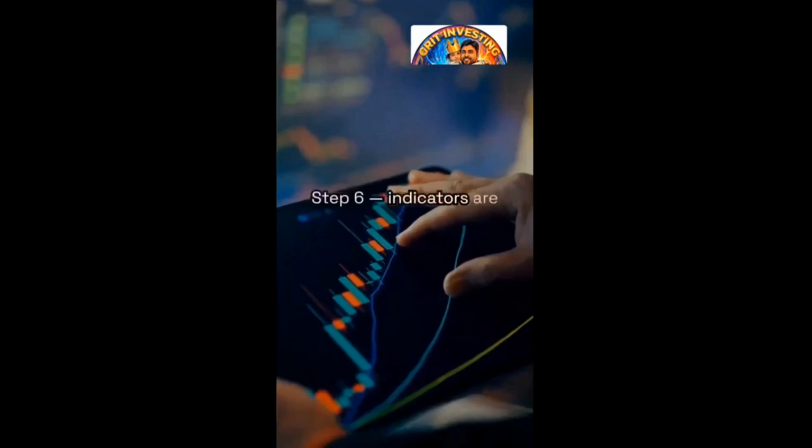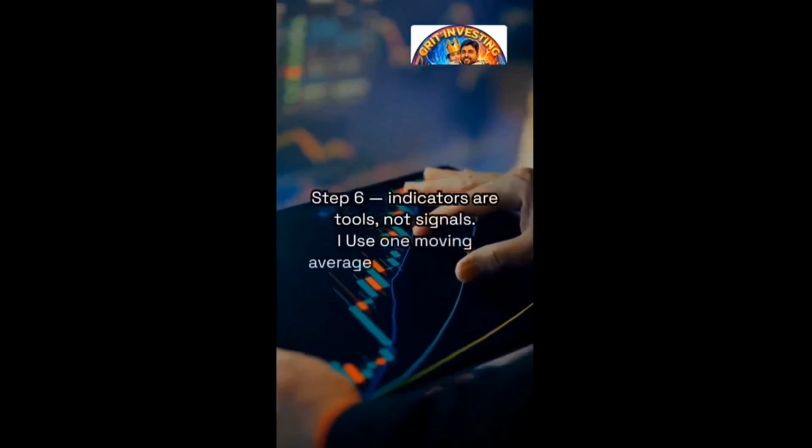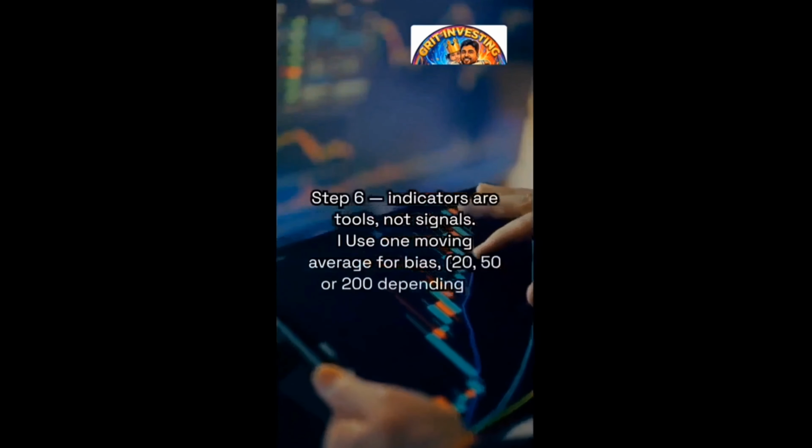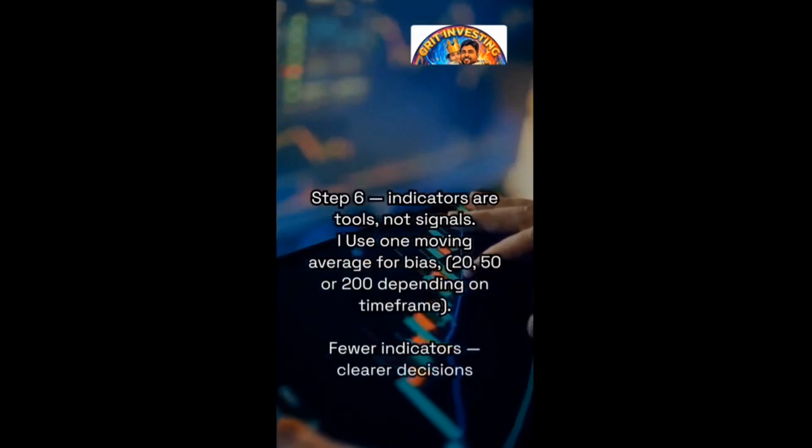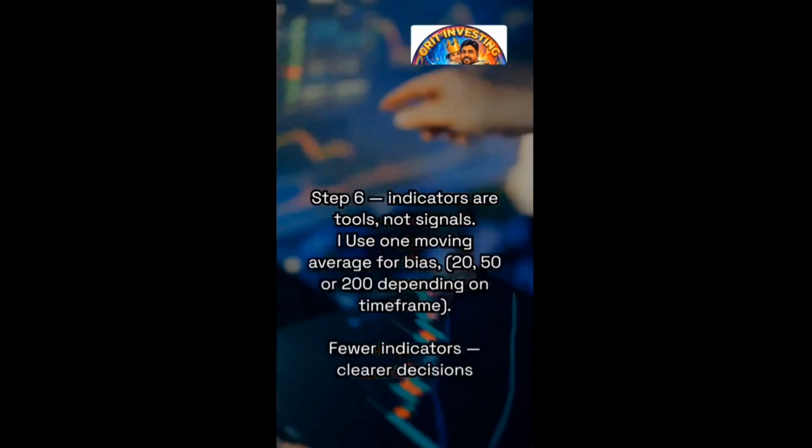Step 6, indicators are tools, not signals. I use one moving average for bias, 20, 50 or 200 depending on time frame. Fewer indicators, clearer decisions.